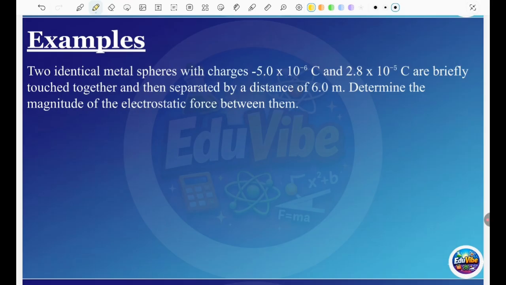So this is all related to electrostatic force. We have two identical metal surfaces which have charges of negative 5.0 times 10 raised to minus 6 coulombs and 2.8 times 10 raised to power minus 5 coulombs. They are briefly touched together and then separated by a distance of 6.0 meters. Determine the magnitude of the electrostatic force between them. We do the example so that it's a simple example guide. We have to know how we can use that formula.